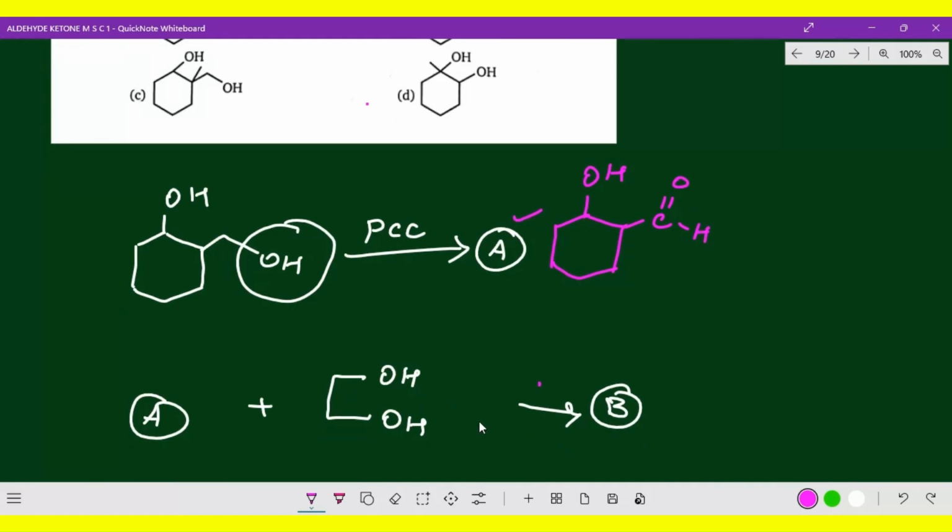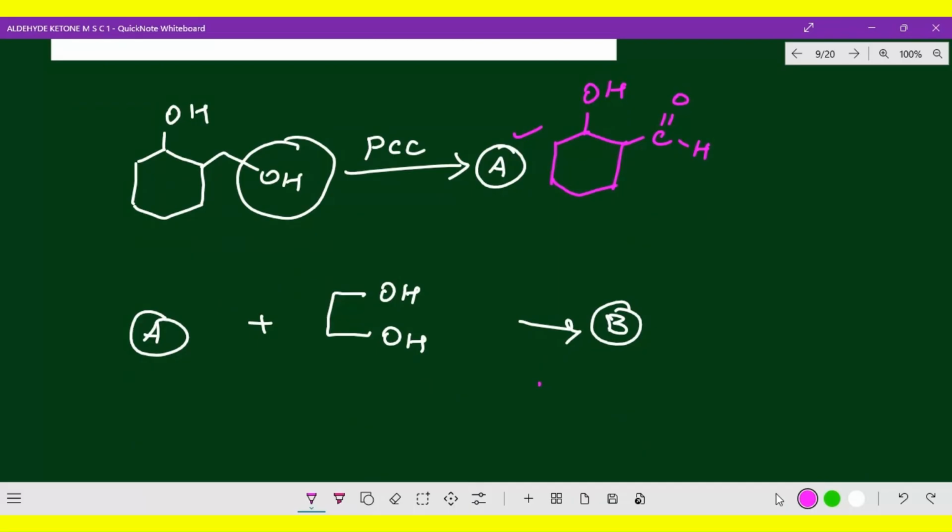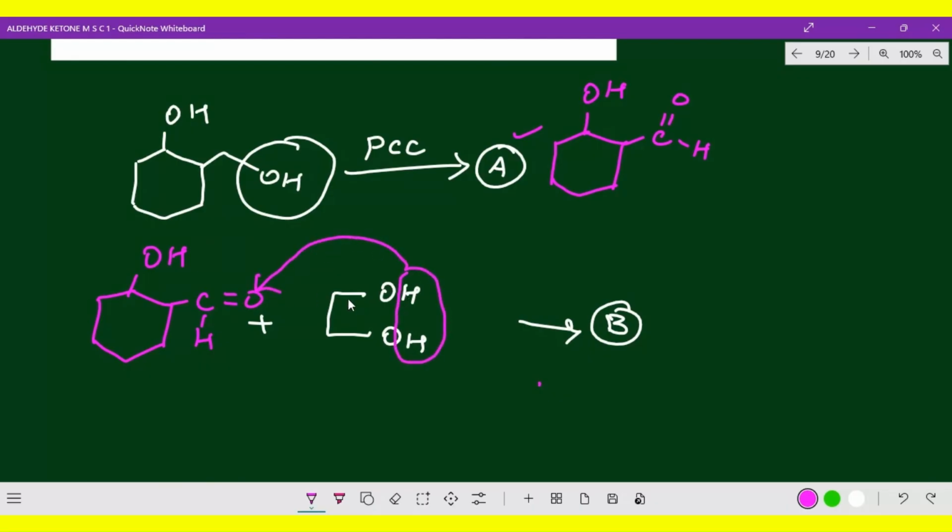Now product A combines with this reagent. I write the structure so you can get the product name: CH, and here C=O with OH. Now this OH and two hydrogens connected with this oxygen are released as H2O, water. So what do we observe in this product?